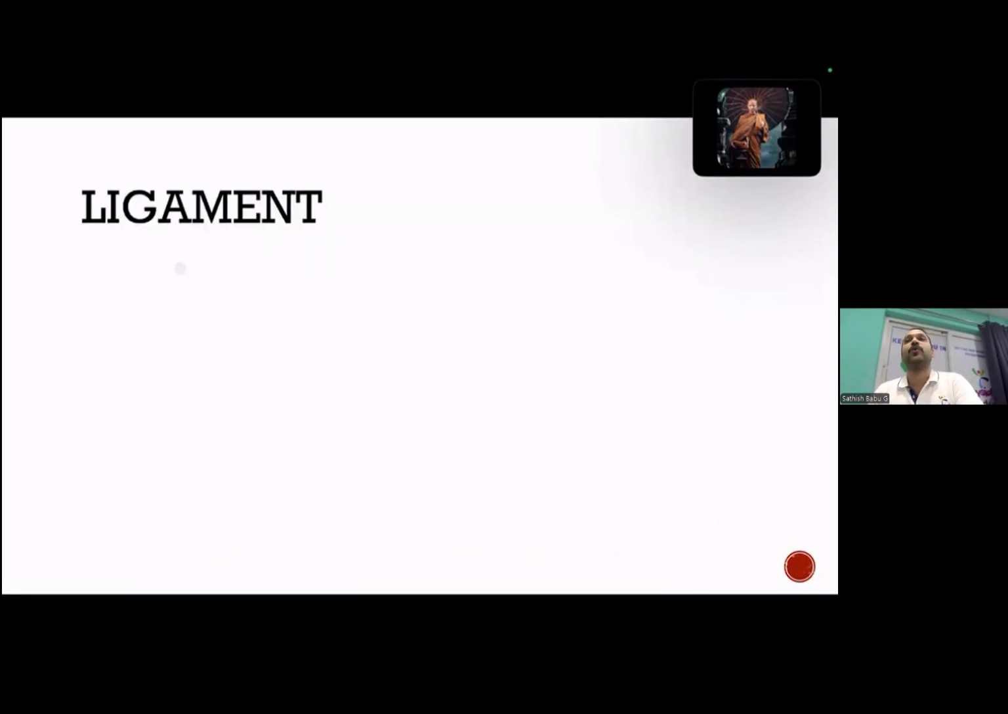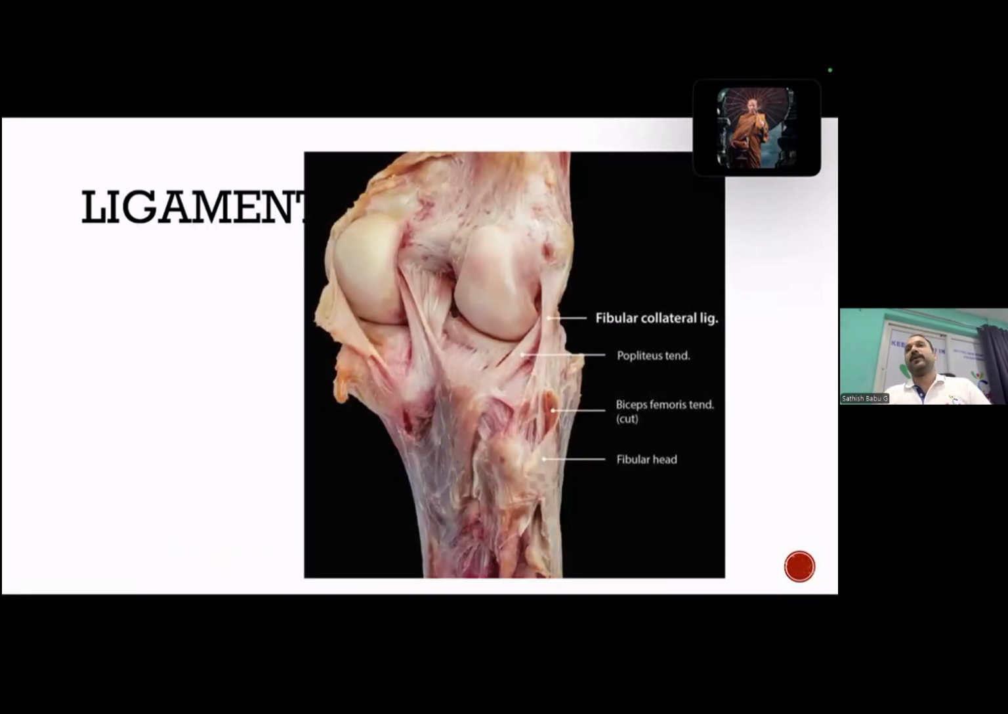Okay, next we're going to talk about the ligament. So what is a ligament? Ligament is the same dense connective tissue which connects from one bone to another bone. So in this image, you can see the ligament over here. That's a PCL, posterior cruciate ligament over here. So that's a fibular collateral ligament on the lateral side. That's a popliteus tendon. This is a biceps femoris head which is cut, and that's a fibular head.